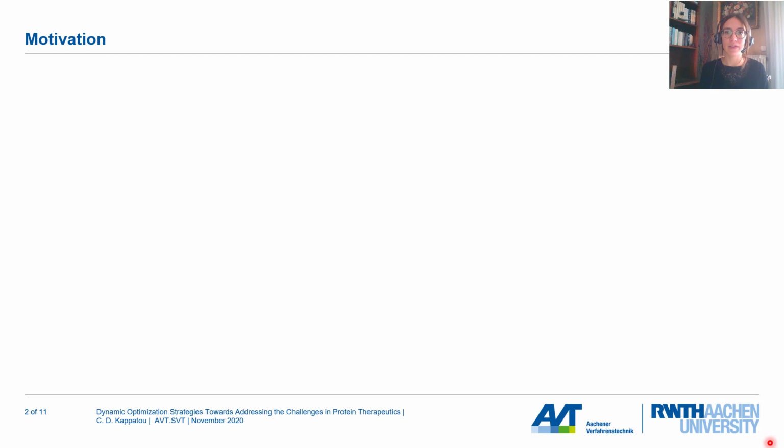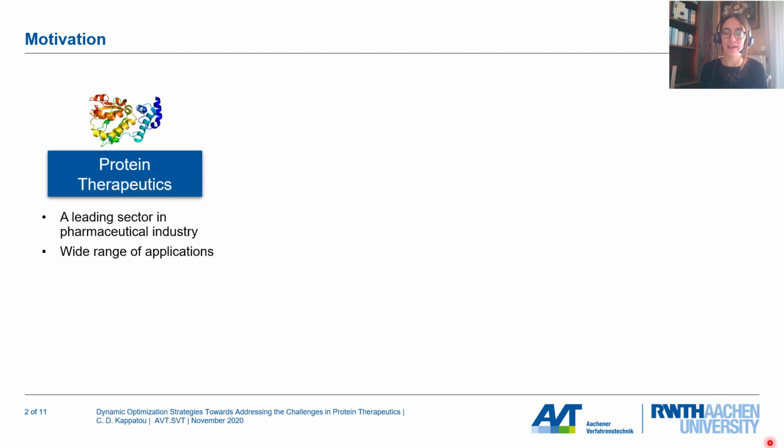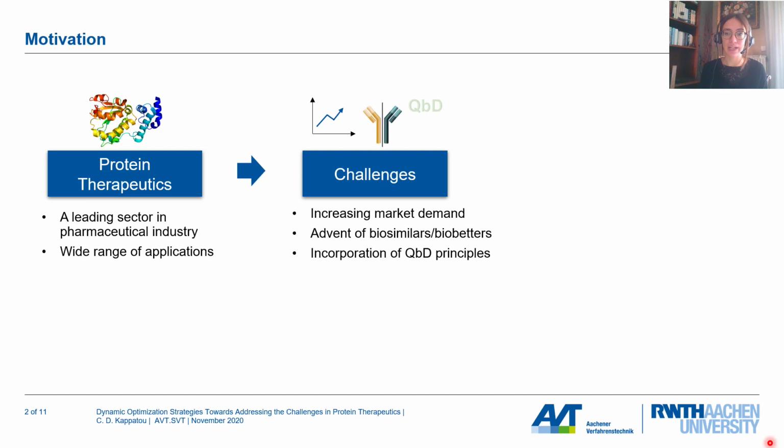Protein therapeutics have emerged since the early 1980s and by now they have become a leading sector in the pharmaceutical industry with a wide range of applications. There are quite a few challenges related to their production, among which an increasing market demand, which has led in the past years to a significant increase in product titers. We have many patents expiring, which has led to the advent of biosimilar and bio-better products. And we have regulatory authorities pushing towards the direction of incorporating quality by design principles.